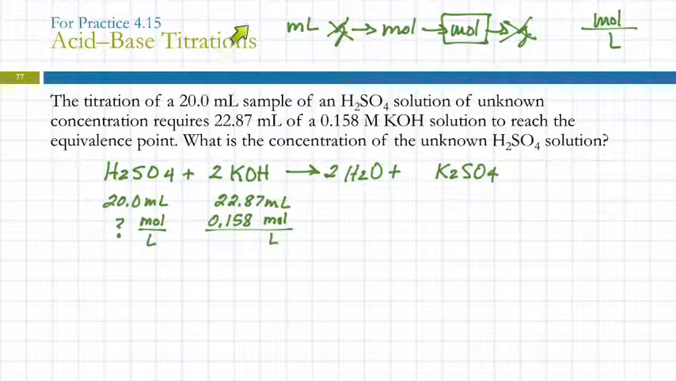So there's our path: milliliters to moles, and we're going to take the moles and combine them with the volume of the solution to get the molarity. So I'm starting with 22.87 milliliters of KOH.